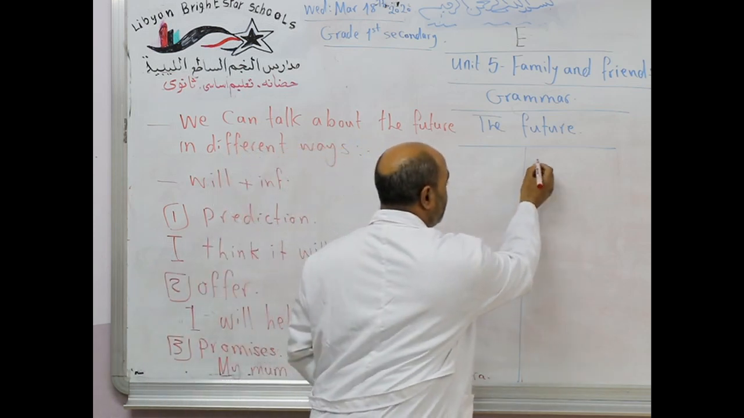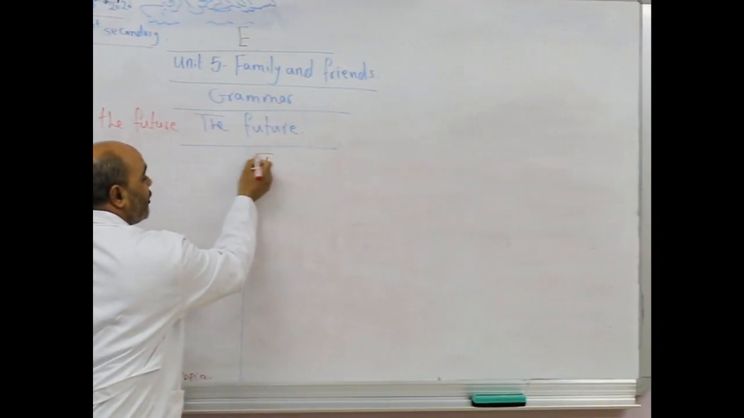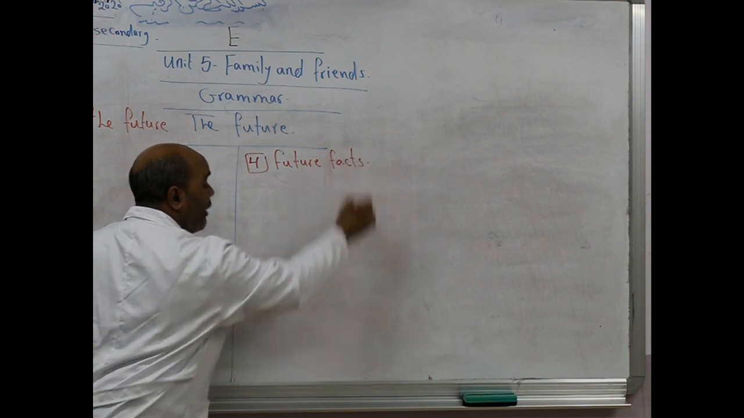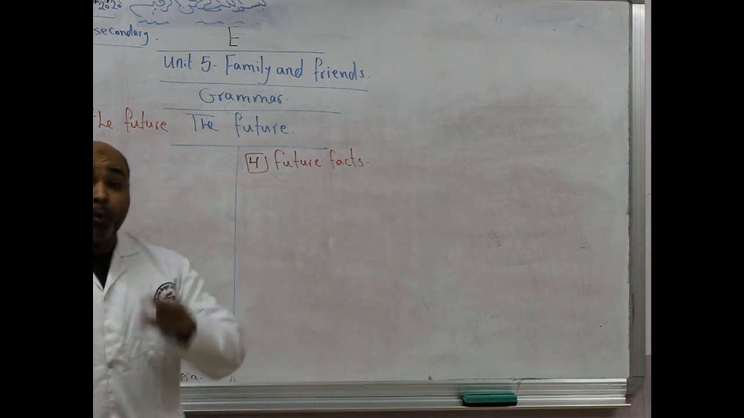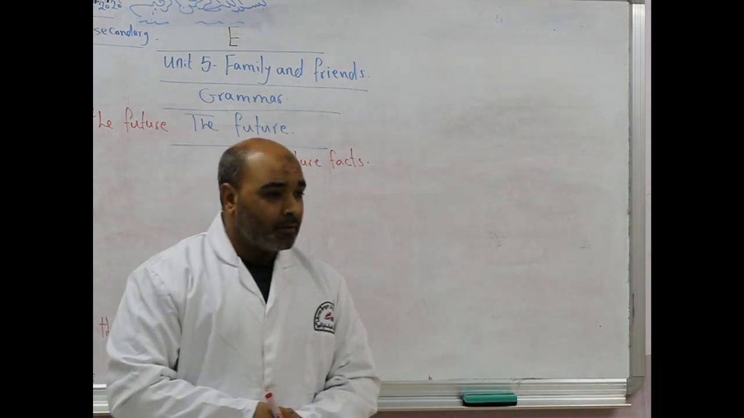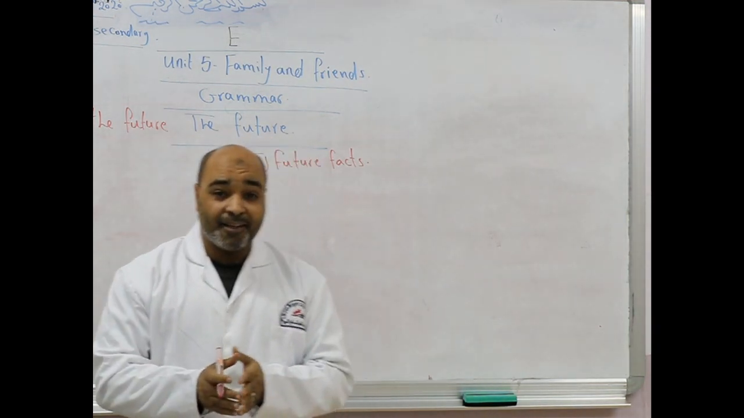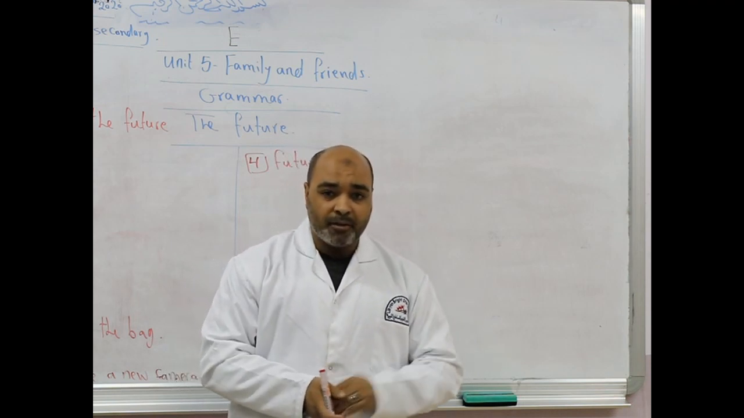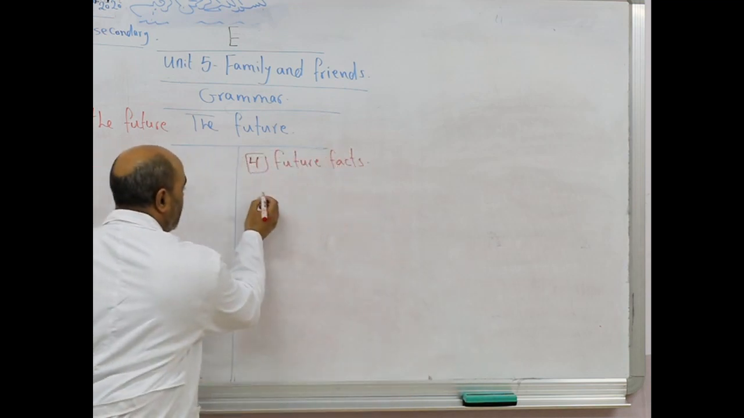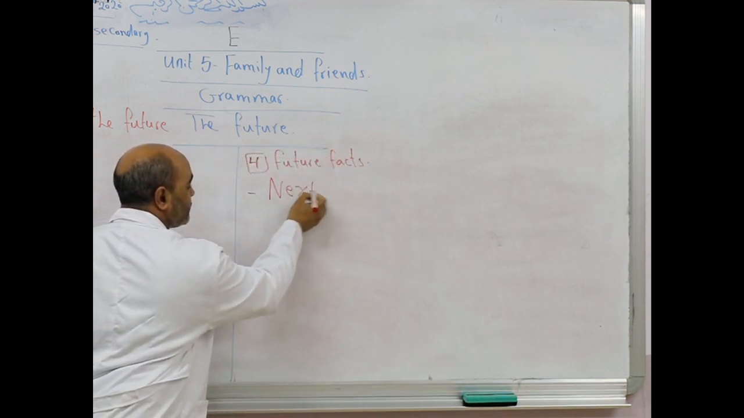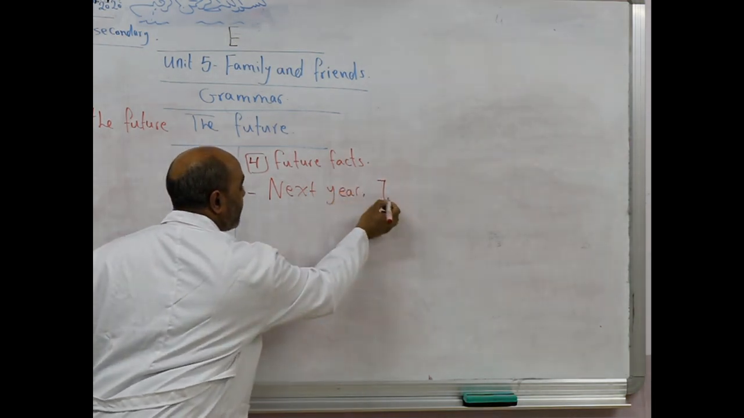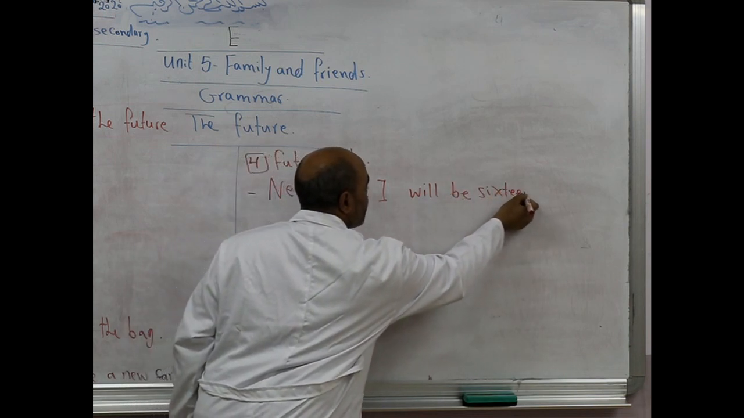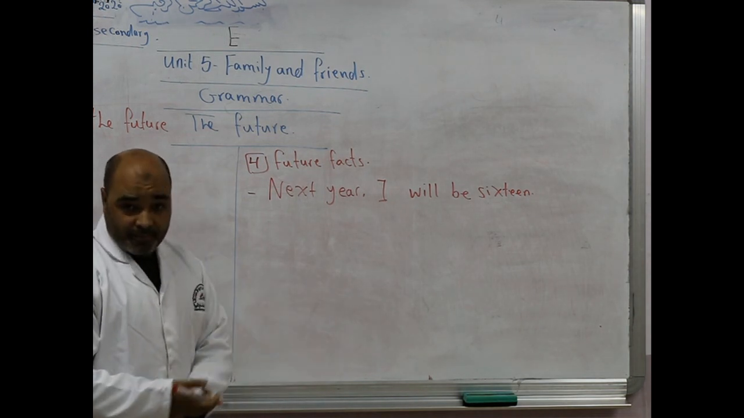Okay? The fourth one, to talk about the future by using will for future facts. How can we talk about the future facts by using will? When I ask you, Ahmed, how old are you? You can say, now I'm 15. So next year I will be 16. Because you are now 15. It's a future fact. Okay?